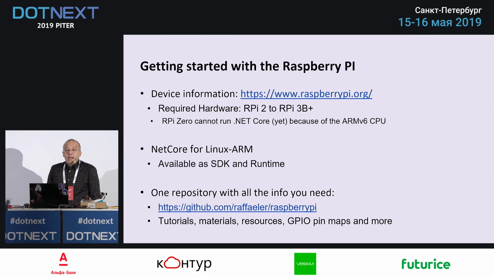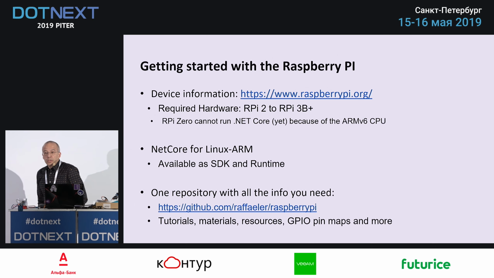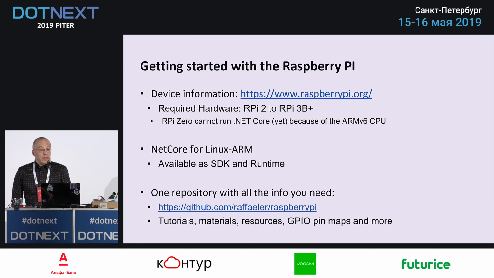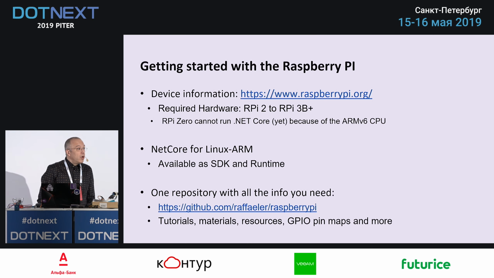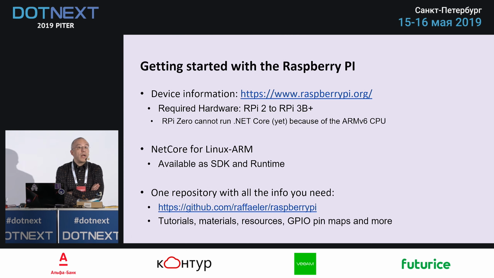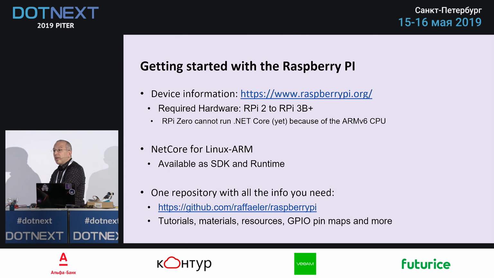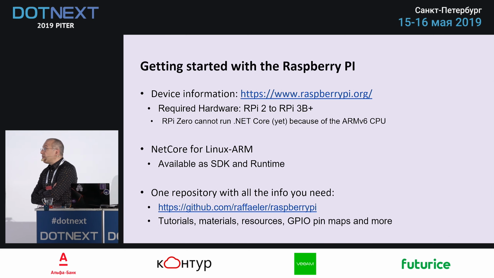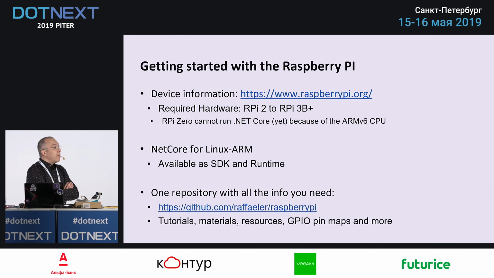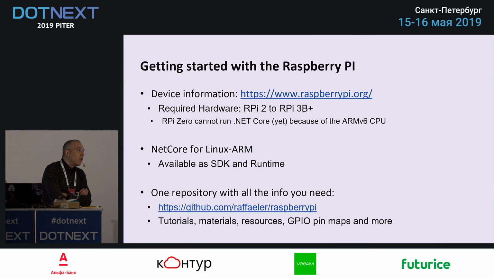In order to get started, the first thing is going to the official website, and depending on the hardware that you have, you download the distribution that is ready. I suggest the default one, which is the Raspbian. It is derived from the Debian distribution. But you cannot use the Raspberry Pi Zero at the moment.